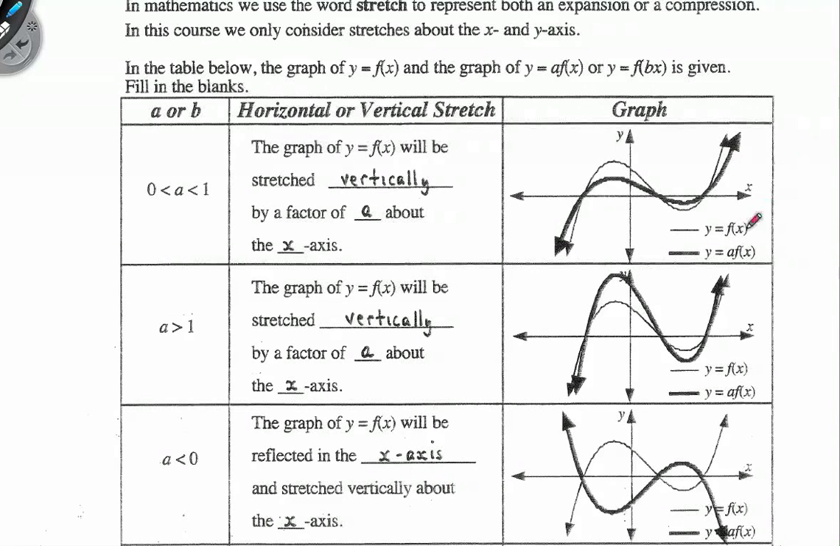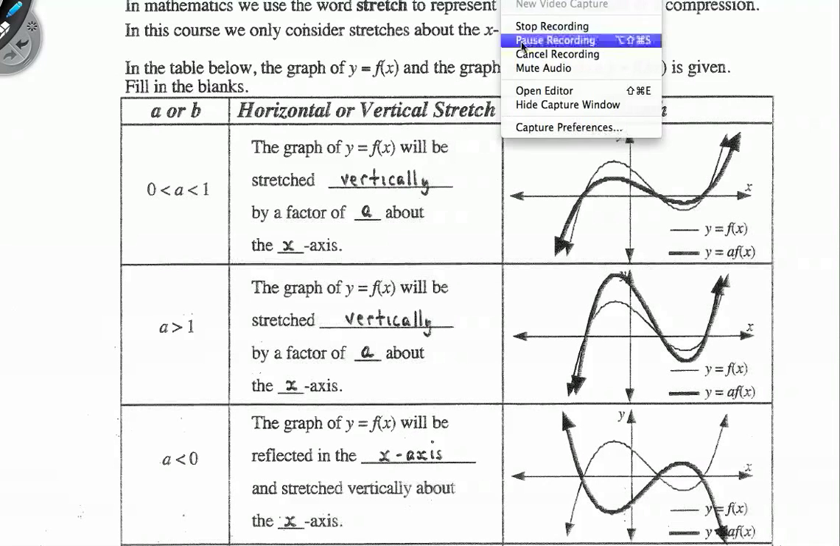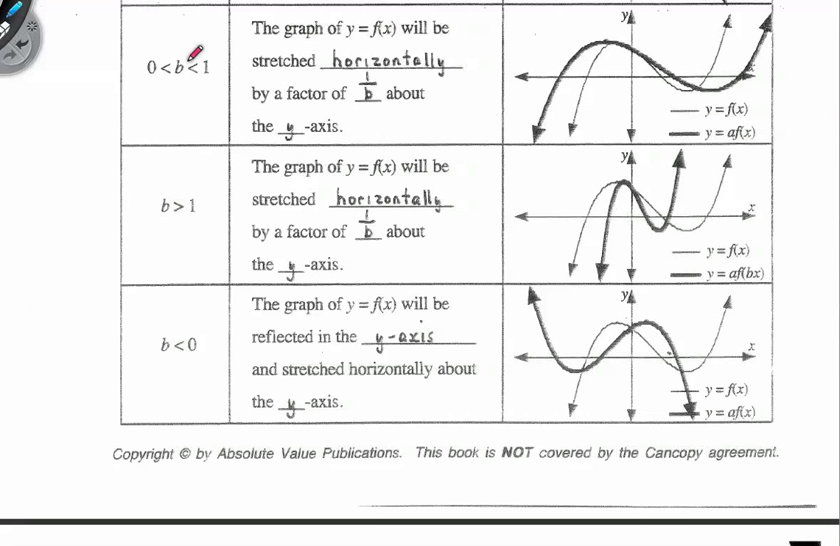So here's some examples of what would happen. Thick line is the new graph. So you might want to pause and just jot this down. Dealing with b, b is multiplying the x value. If b is a positive fraction less than 1, the original graph will be stretched horizontally by a factor of 1 over b. So if b was, say, 1/2, it's going to be stretched by a factor of 2 about the y-axis. And here's an example.